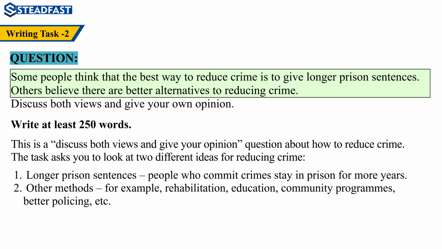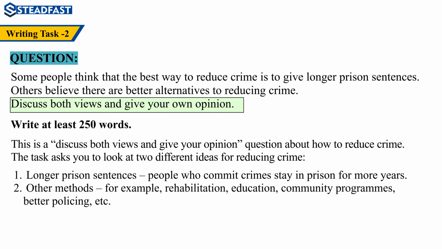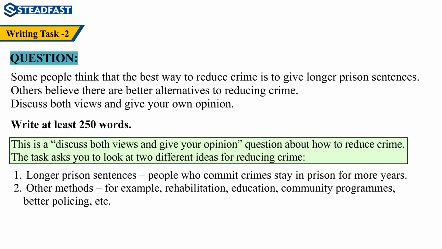Some people think that the best way to reduce crime is to give longer prison sentences. Others believe there are better alternatives to reducing crime. Discuss both views and give your own opinion. Write at least 250 words. This is a discuss both views and give your opinion question about how to reduce crime.